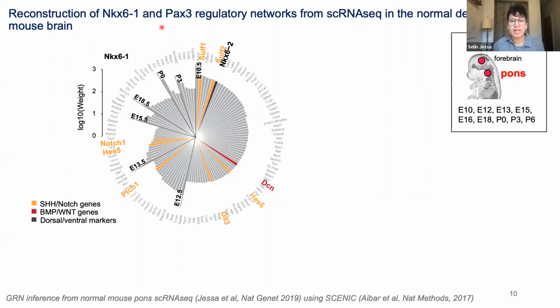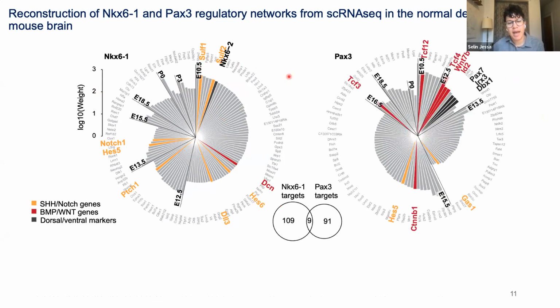And so for this, we inferred the gene regulatory networks of NKX6.1 and PAX3 using a single cell RNA-seq atlas of mouse hindbrain development between embryonic day 10 and postnatal day 6. And so in this plot, every gene represents one inferred target of NKX6.1, and they're plotted a little bit like a clock. So they're plotted in order of the first time point at which they appear as a target of NKX6.1. And so these are the targets of NKX6.1, and here are the targets of PAX3.